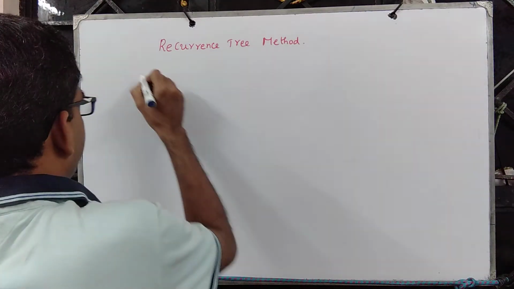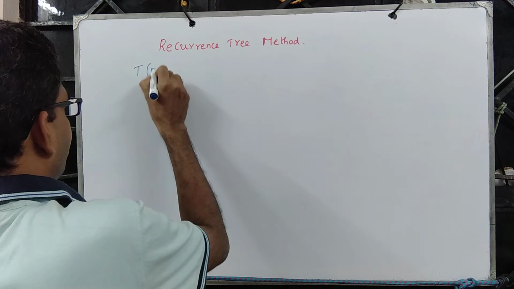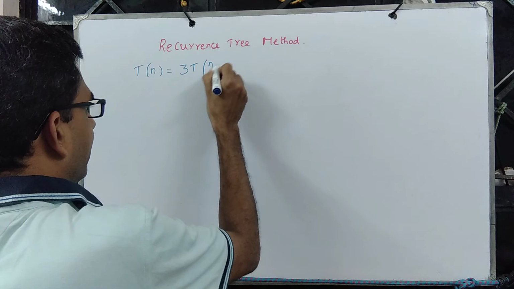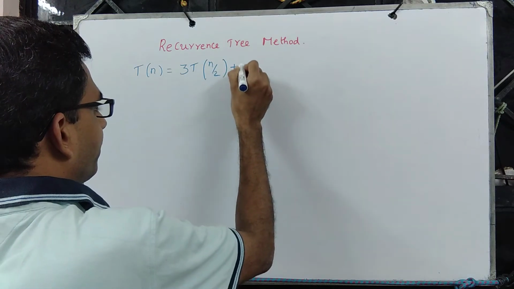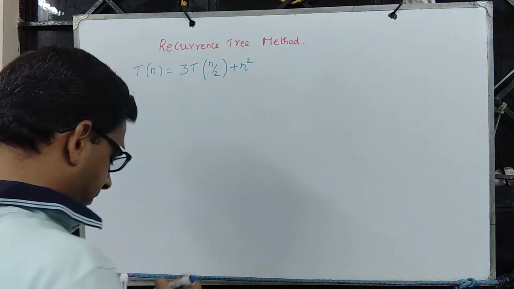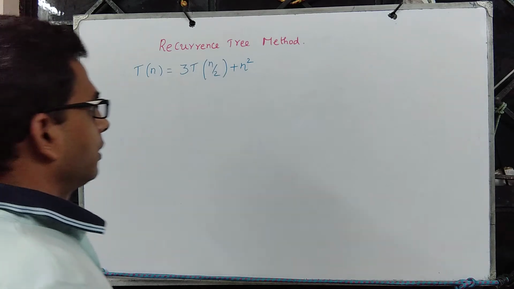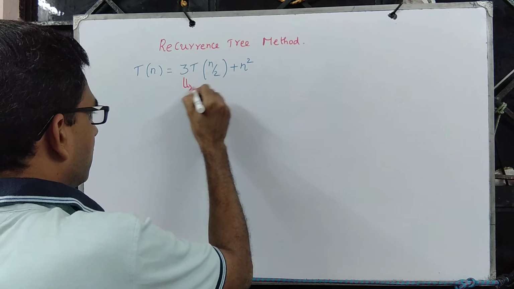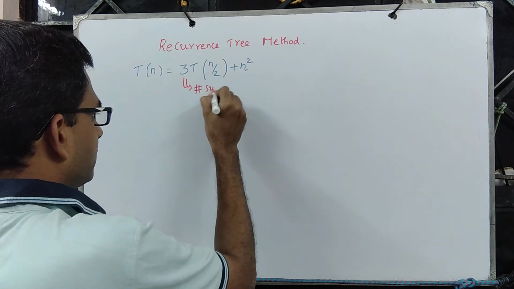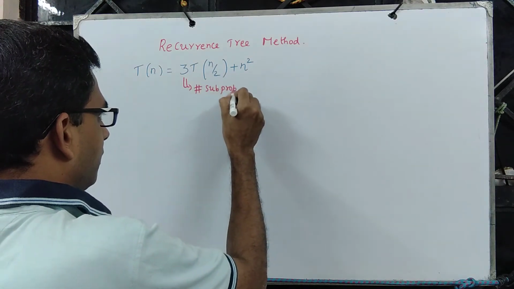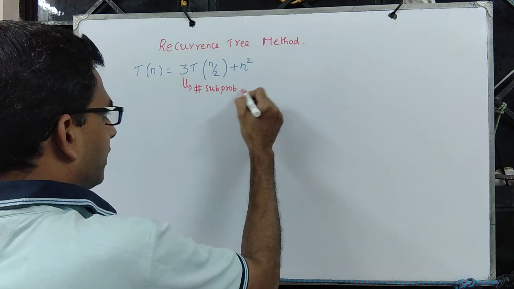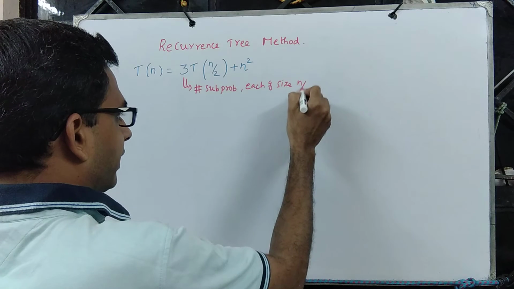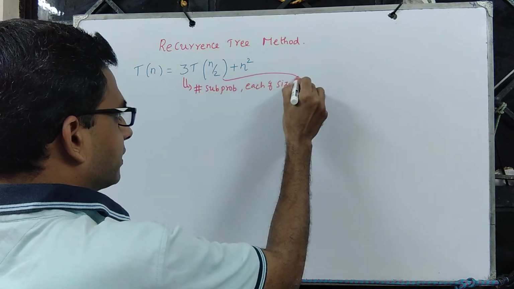The next case study is T(n) = 3T(n/2) + n². Please note this represents the number of subproblems, and each of size n/2. That's given by this.